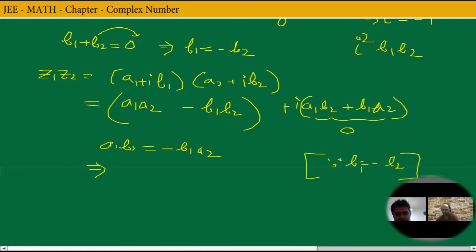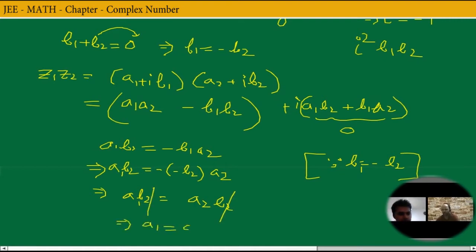b1 is negative b2. Now in place of b1, can we write negative b2? Yes. So what will you get? a1 b2, a2 b2. So b2 can be cancelled out. You will get a1 equals a2, right? Yeah.